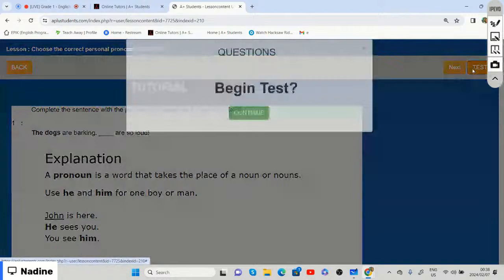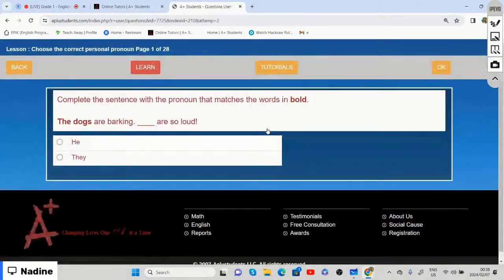And we're beginning our test. So the dogs are barking. Do we say he are so loud? It refers to more than one dog. Or do we say they are so loud?